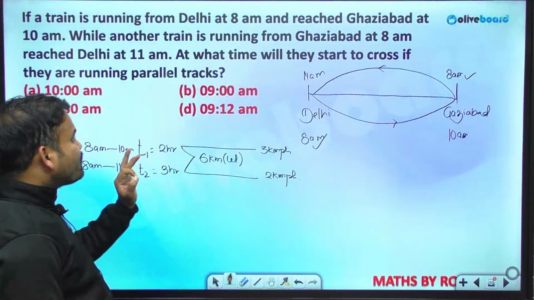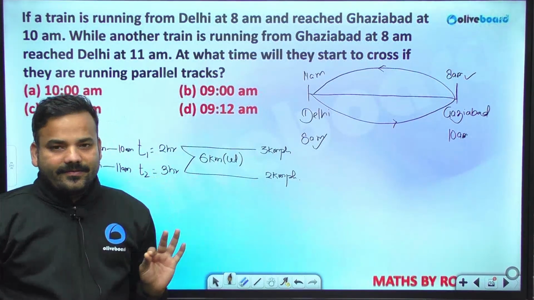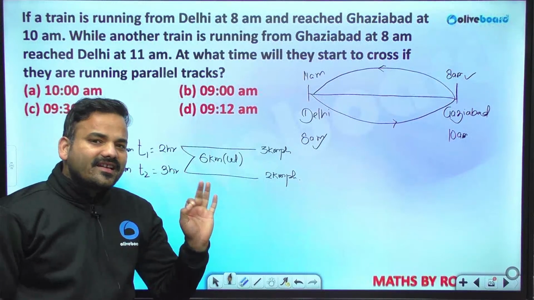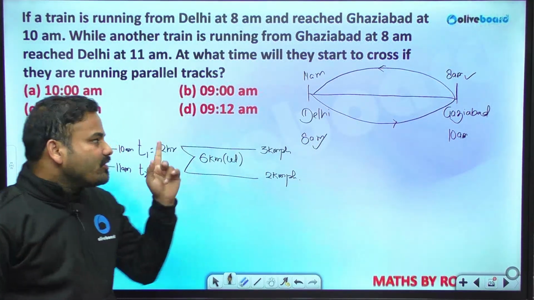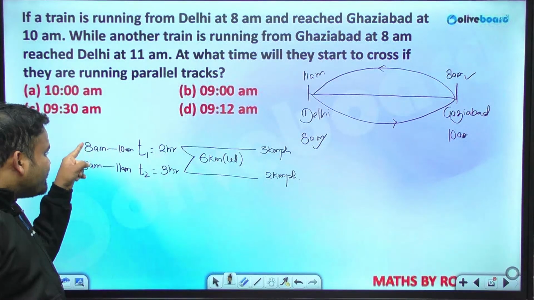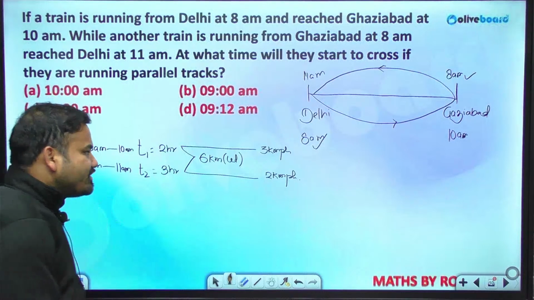So in this particular question, you won't be able to calculate the speed and the length of the journey. The only thing which is constant is the time of crossing. And there are two cases. In this particular case, the initial time was the same. Both were starting at the same time. Fine. So what is the time?